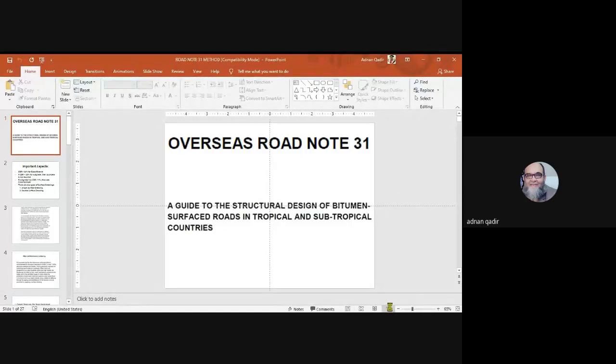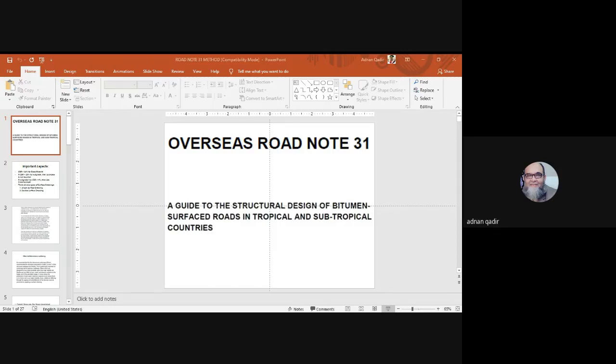Okay, this is another method of flexible pavement design. We call this Overseas Road Note 31, and this is a guide to the structural design of bitumen surface roads in tropical and subtropical countries.